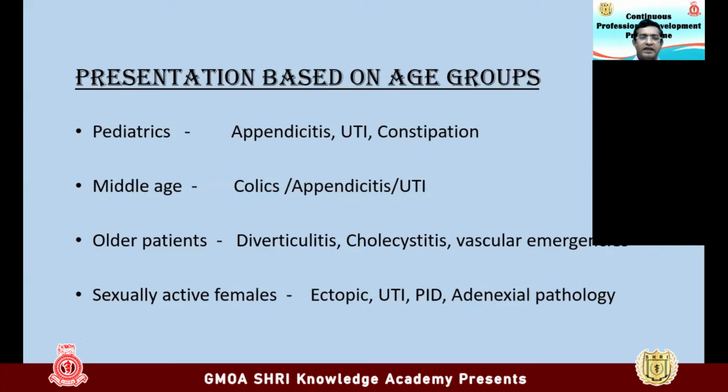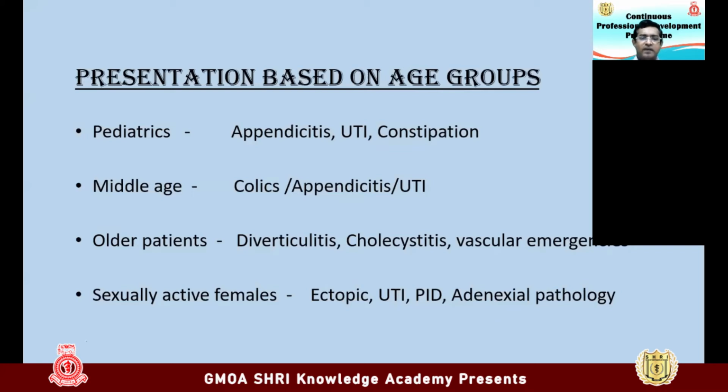So, common diseases which can present in different age groups. In pediatrics, in neonates, you know that necrotizing enterocolitis and midgut volvulus, or UTI, constipation kind of things are common. Appendicitis and UTI are also common in all age groups. In middle age, colics, appendicitis and UTI, you have seen that these things are common compared to other things. So you should think of these things first rather than other causes.